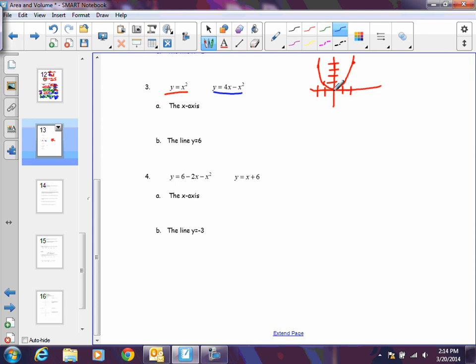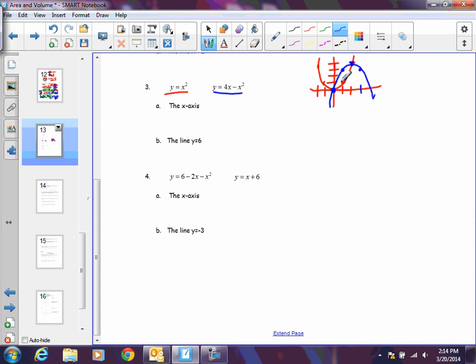So if I just started plugging in numbers, which is how I think a lot of you would do this, if I plugged in 0, I would get 0. If I plugged in 1, I would get 3. If I plugged in 2, 4 times 2 is 8, minus 2 squared, so that would be 4. And there's my point of intersection. If I plugged in 3, I'd get another 3. And I have the advantage because I've already worked through this problem several times.